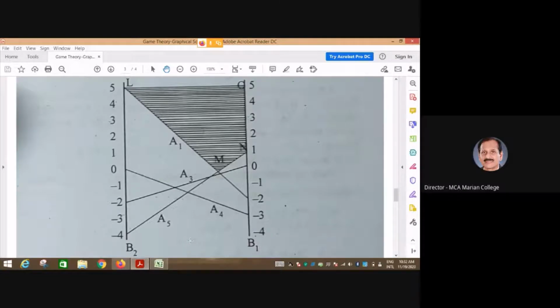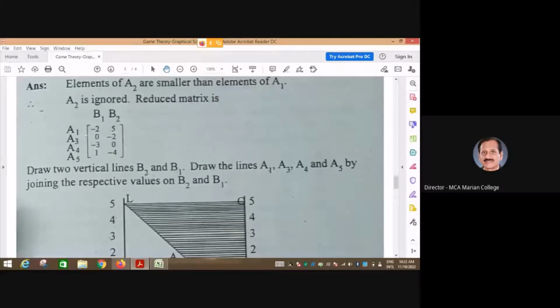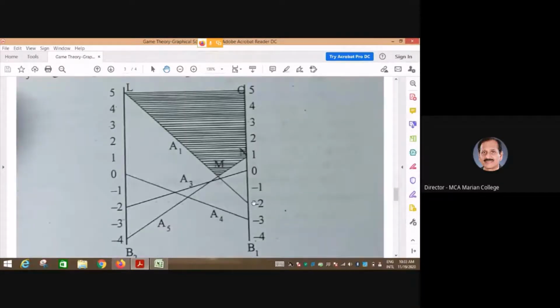Now you can plot the points and draw the lines corresponding to the strategies of A, because A has got 5 strategies and we have reduced to 4. We ignored 1. So the remaining 4 strategies, you can draw the points. Consider A1. For A1, the values are minus 2 and 5. Minus 2 on B1 and 5 on B2. So this is the line A1.